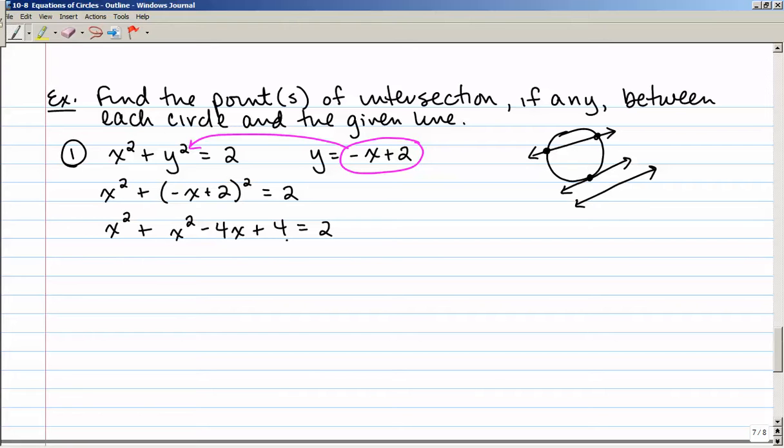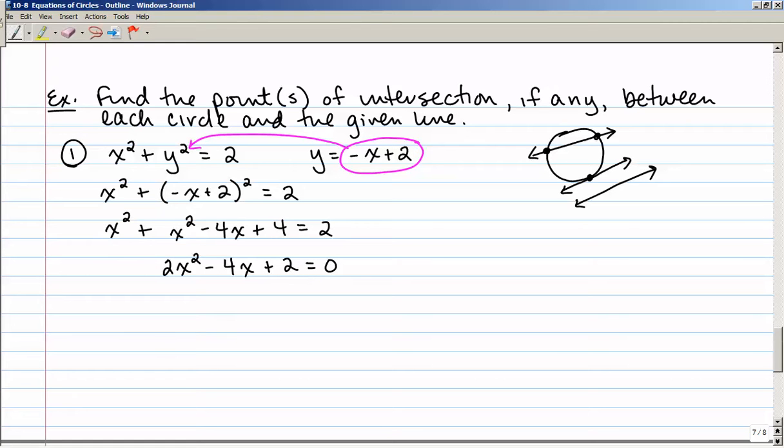And I'm noticing that my x squareds are not going to cancel each other out, because they're on the same side of the equal sign and both are positive. So I need to combine those. That's 2x squared. And this is a quadratic equation, so I need to make it equal 0. Minus 4x, and then subtracting the 2 from both sides gives me a plus 2, and that equals 0.